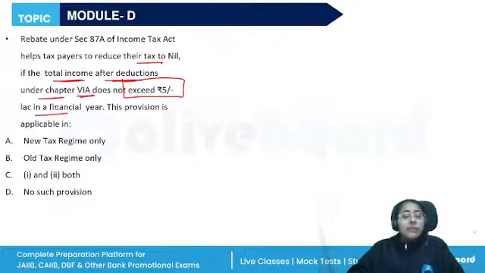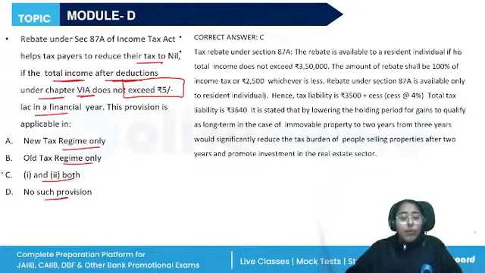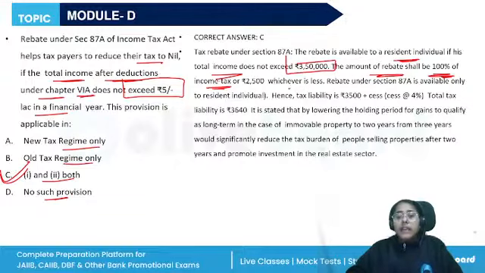This provision is applicable in the new tax regime only, in the old tax regime only, both 1 and 2, or there is no such provision. So the correct answer will be C. Both in the new tax regime and old tax regime, this rebate is available. So the rebate is available to a resident individual if his income does not exceed rupees 3,50,000. The amount of rebate shall be 100% of the income tax or 2,500, whichever is less. And it is available only to the resident individual. Alright, so this is all about the tax rebate under section 87A.